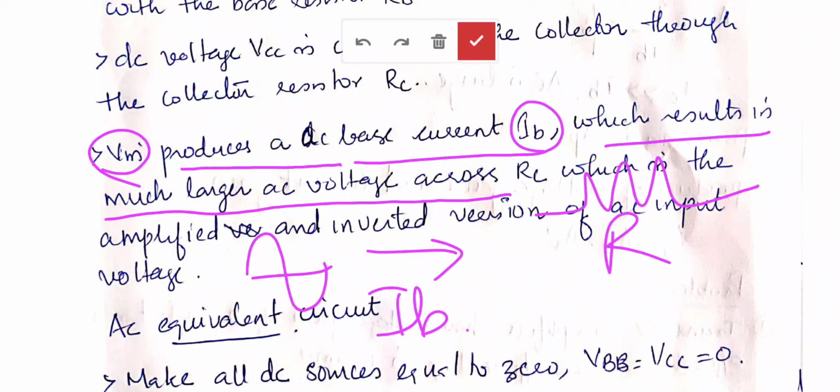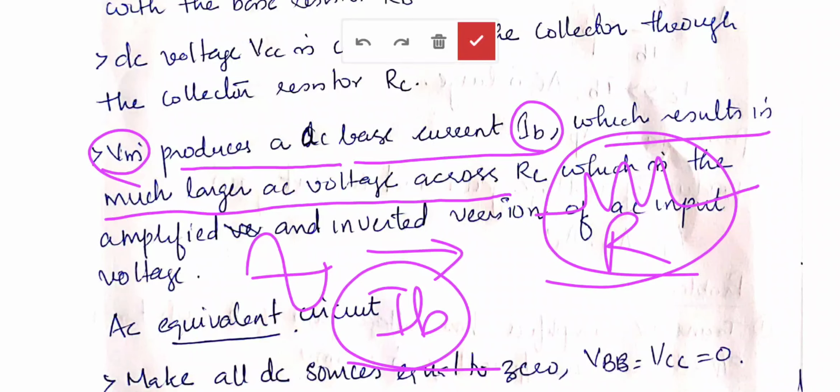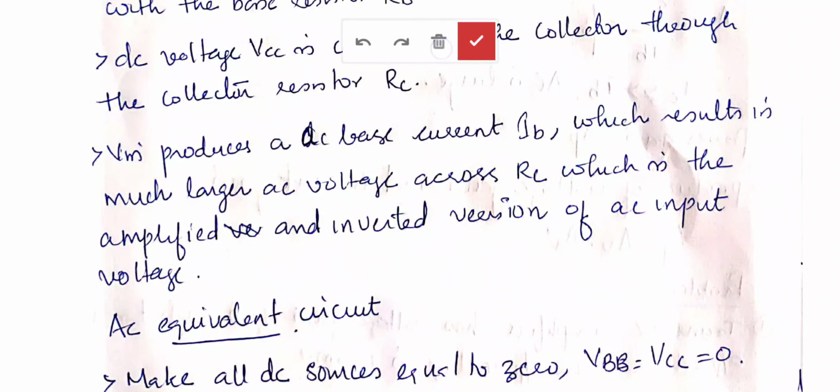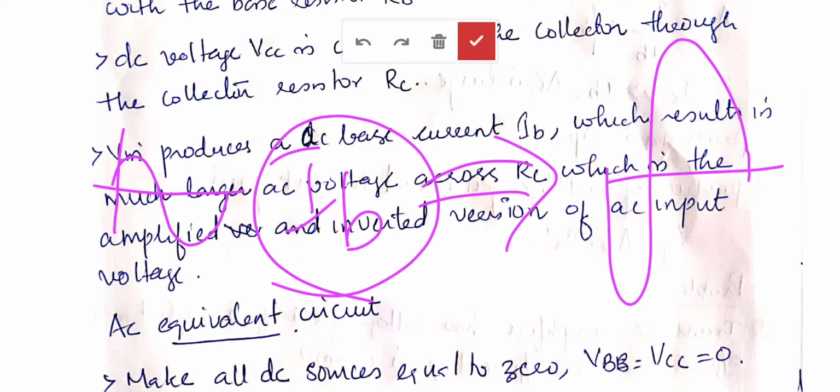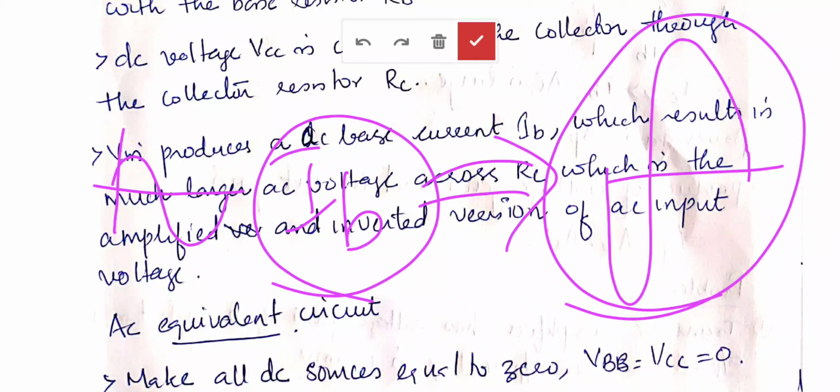So due to this IB, a much larger voltage will be available at the collector resistor RC, which is an amplified and inverted version of the AC input signal. So the input signal is applied to the base, due to which IB will be produced. Due to this IB, a large inverted version of the input signal will be available across the resistor RC.